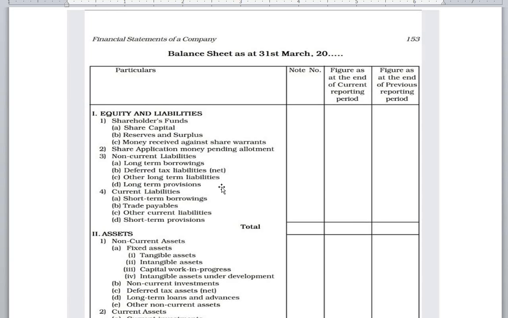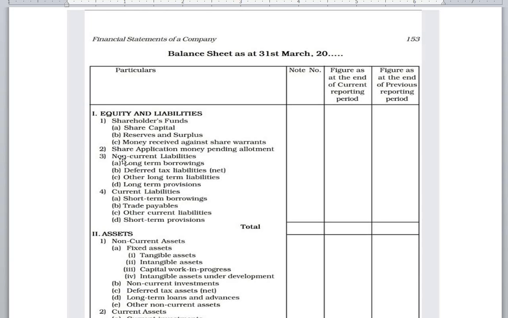Okay, next item is share application money pending allotment. If there is any such item given in the question, it can be directly posted in the balance sheet. And thirdly, non-current liabilities. Non-current liabilities and current liabilities, as I told you, will come under the liabilities head.